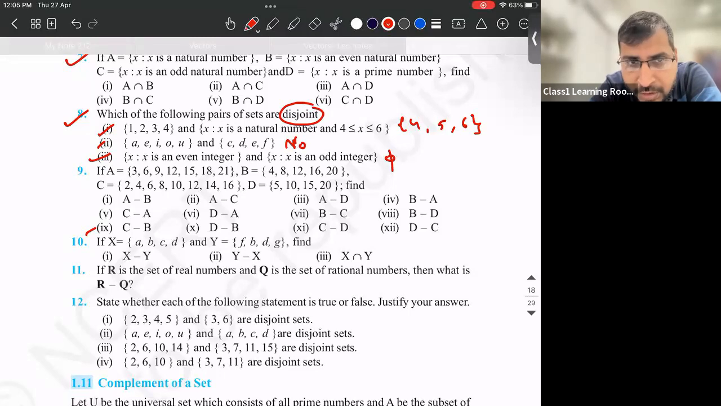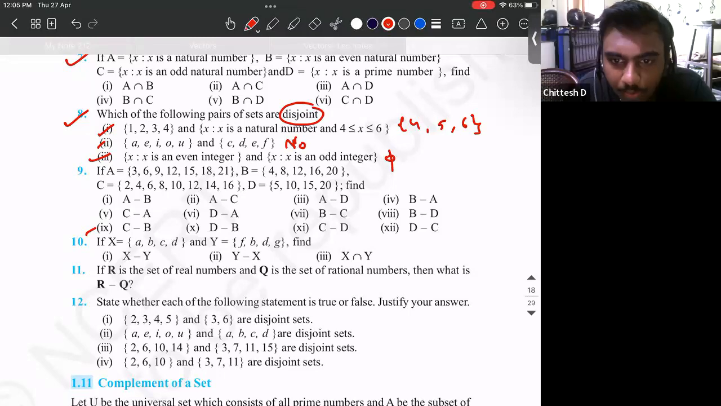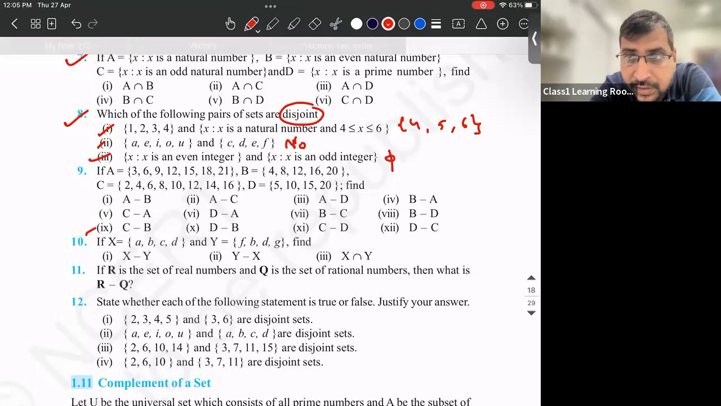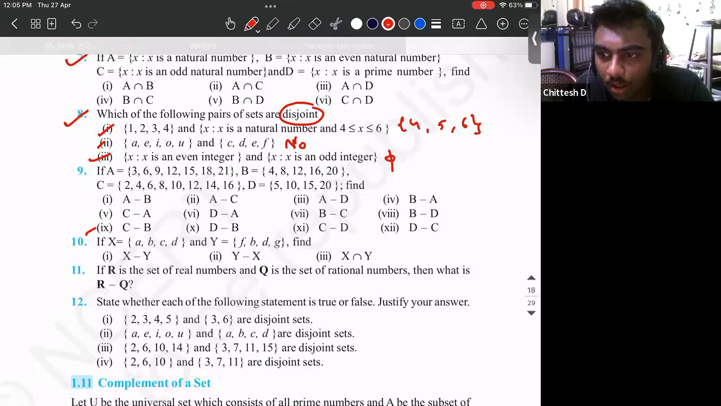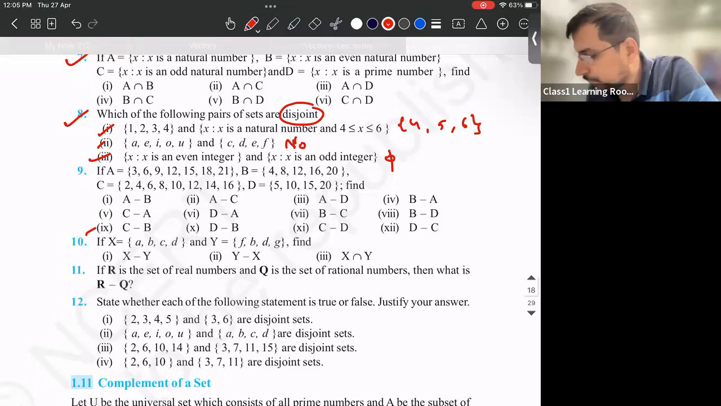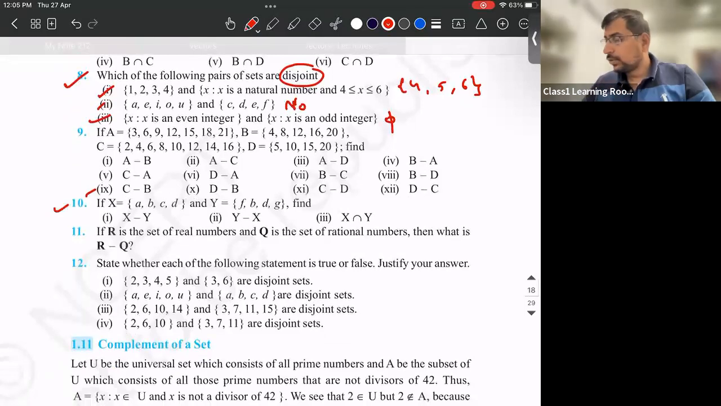So what is D minus C? D minus C is 5, 10, and 20. D minus C, 10 is common, no? Yeah, 10 is in C. So 5, 15, and 20. Okay. 5, 15, and 20. That's right. So you guys understood that.